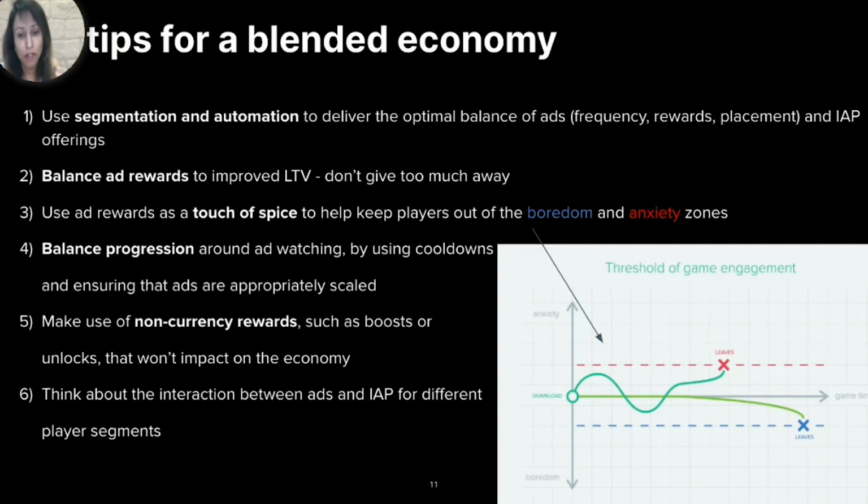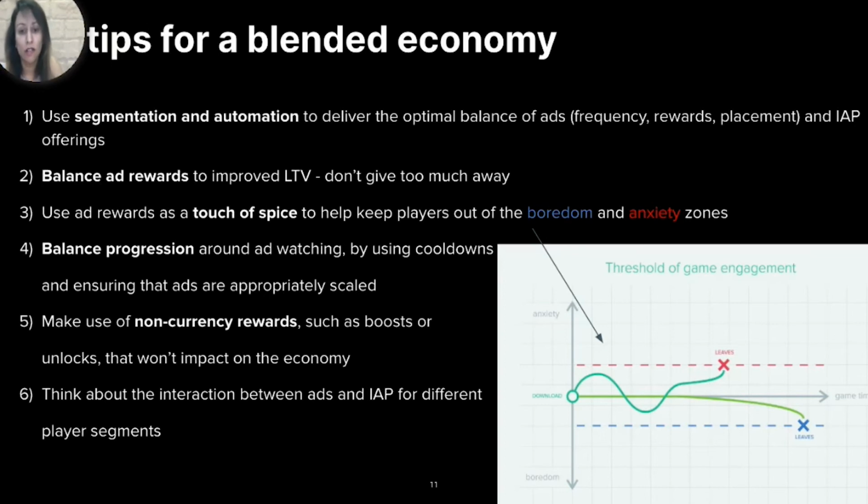The next is that we can also use rewards to add a touch of space to keep players out of boredom and anxiety, especially early in the gameplay, if it adds to the experience, and players will stick around for longer because they are unlocking parts of the game they otherwise would not get access to. And the last is manage progression. Think about balancing a cautious approach with an aggressive approach. Use skill downs, understand how different segments respond to ads and their appetite for ads, and make sure that it is optimized against retention and LTV.